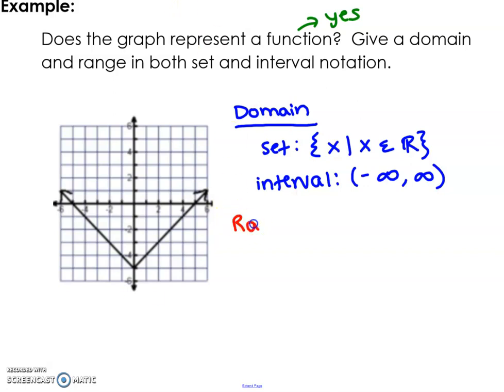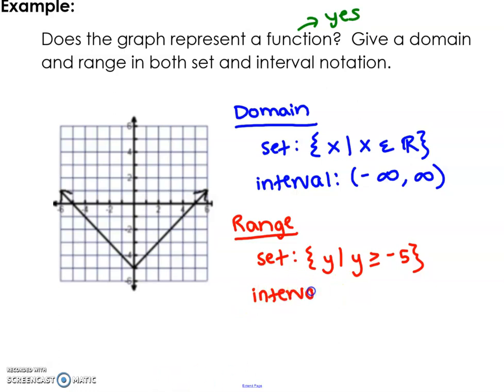Okay, and then we're going to look at the range. And again, here for range, we're looking at the y values. So we can see that the lowest y value is -5, and then it continues up forever. So our set notation would be y such that y is greater than or equal to -5. And our interval notation, again, we're always starting from the bottom. So the bottom is -5, and it does include it. So we're going to use a square bracket, -5, comma. The highest y value, it goes on forever, so that would be infinity.